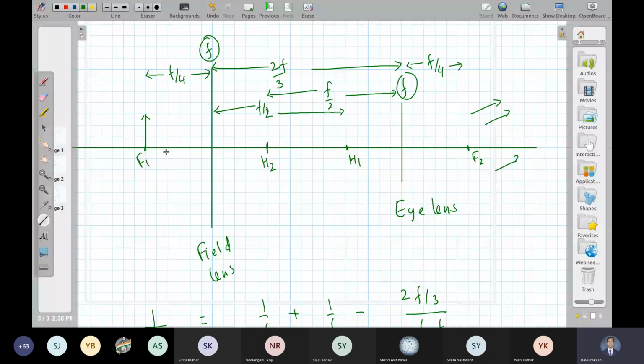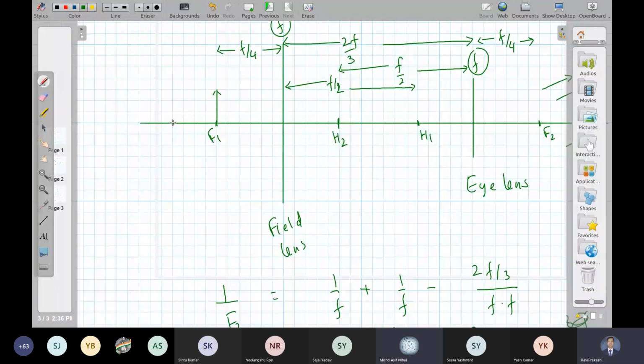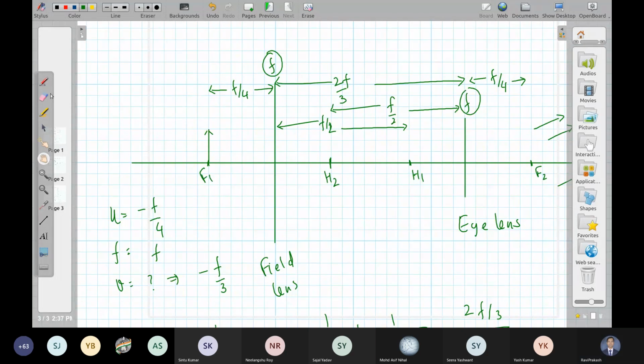Where will this field lens make the image? Minus f by 3. Minus f by 3. How will we calculate it? Sir, 1 by minus f by 4. F is f itself. You can calculate v, right? What did you get? Minus f by 3. So the image is even on the left of the object. It is formed even behind the object. Maybe here.